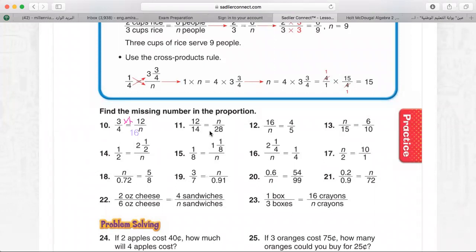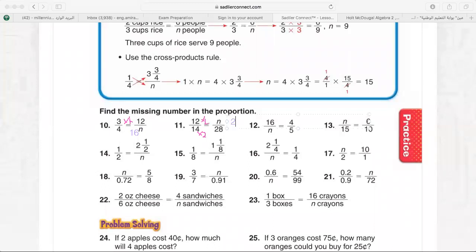Okay, 11, 14, and 28. What happened to 14? 14 is greater. I multiplied by 2, so I will multiply also 12 by 2. So n is equal to 24. This way.